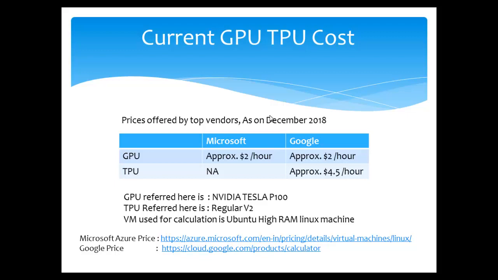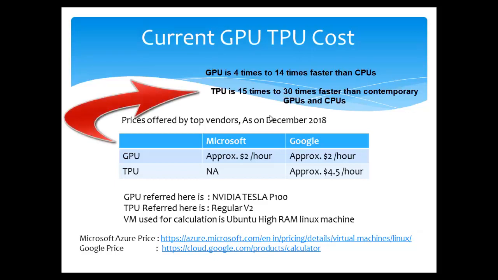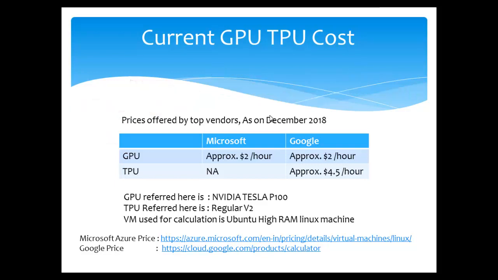Dear friends, if you are working in the machine learning field, then you must know the value of GPU and TPU, their computation power and the cost. As of now, December 2018, the two top cloud vendors, Microsoft and Google, offer GPU at $2 per hour, and TPU, tensor processing unit, offered by Google, is $4.5 per hour, which is very, very expensive.